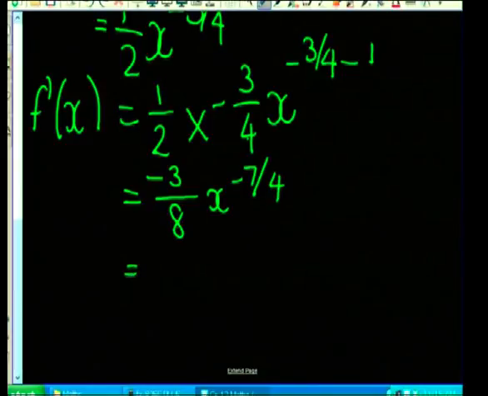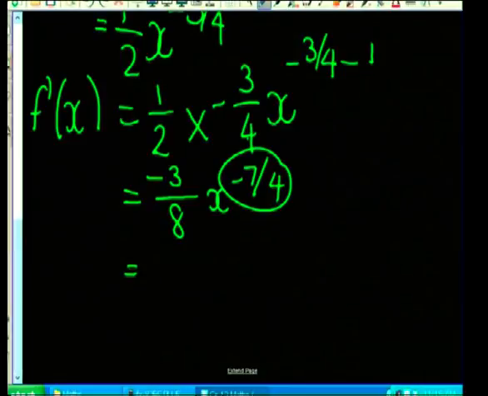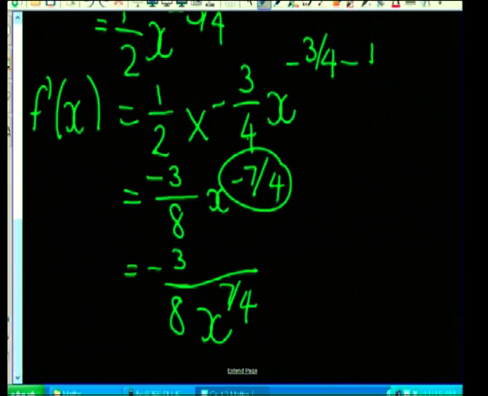Now, remember the question said, leave your answers as positive exponents. So we need to get this to be positive. So we bring it downstairs and it becomes a positive.